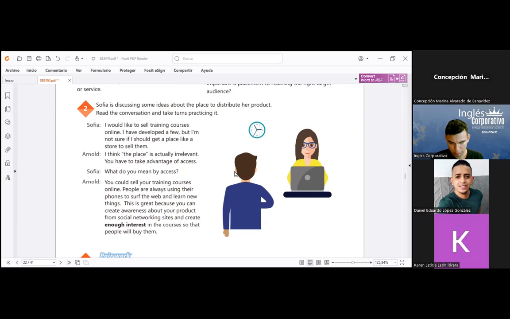I would like to sell training courses online. I have developed a few, but I'm not sure if I should get a place like a store to sell them. I think the place is actually irrelevant. You have to take advantage of access. What do you mean by access? You could sell your training courses online. People are always using their phones to surf the web and learn new things. This is great because you can create awareness about your product from social networking sites and create enough interest in the courses so that people will buy them.